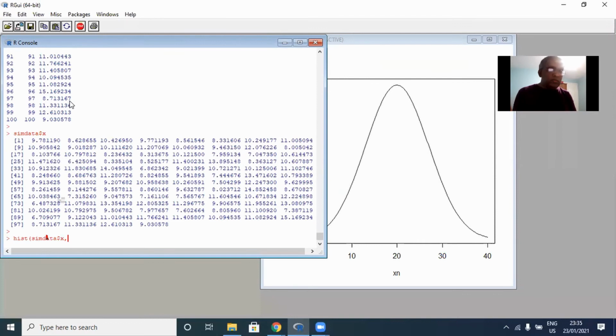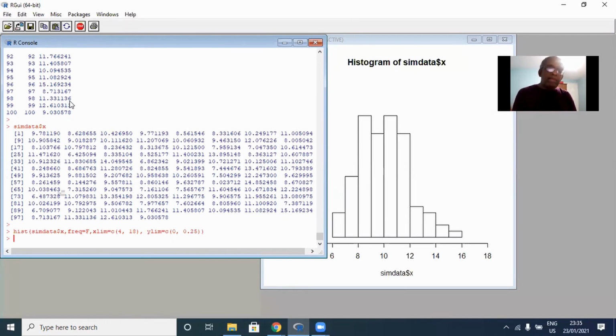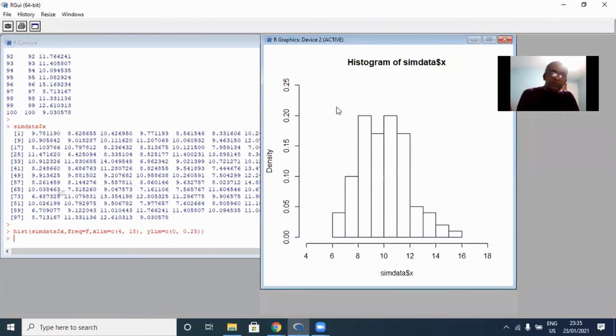With frequency equal to false, I want to take the limits of the x-axis to go from 4 to 18, and the limits of the y-axis to go from 0 to 0.25. So this is what you get. This is the histogram of the simulated data.